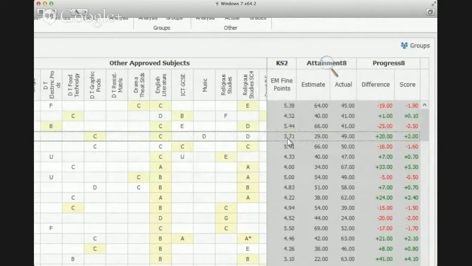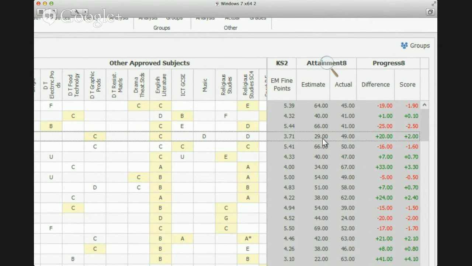So anyway, this lady came in with a key stage 2 points of 3.71, which gives an estimate of what she's expected to get, by comparing her with national averages. This part's going to change, of course, as the national data changes. She's expected to get a point score of 29 across all her 10 components. We said there were 4 from the core. She only had 2 from the EBacc, and then she had 3 from the others. So she ends up with an actual score of 49.